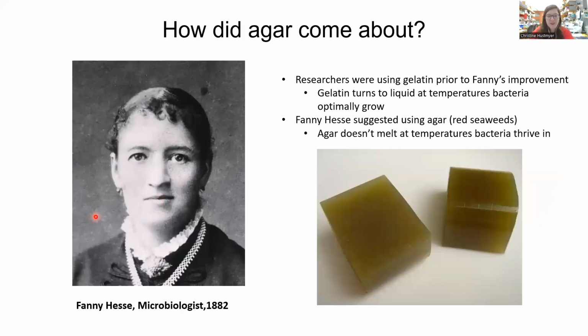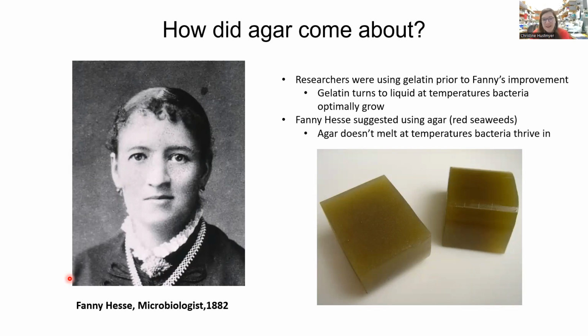And the answer is actually from female scientist Fanny Hesse back in 1882. So back in the early 1800s and mid 1800s, researchers knew about bacteria. They were interested in understanding what it was doing, but they were having a really hard time working with it. So oftentimes they would use different materials to try to grow the bacteria. They were trying different temperatures to grow the bacteria, and that wasn't working out very well.